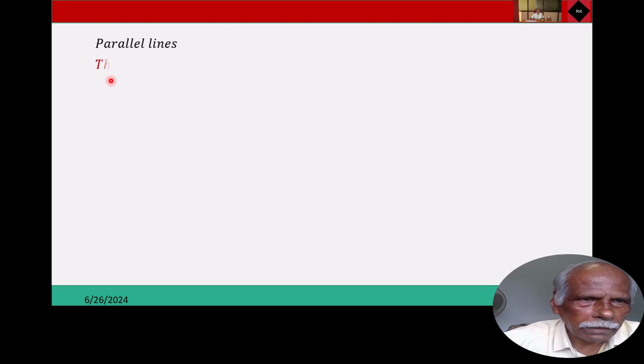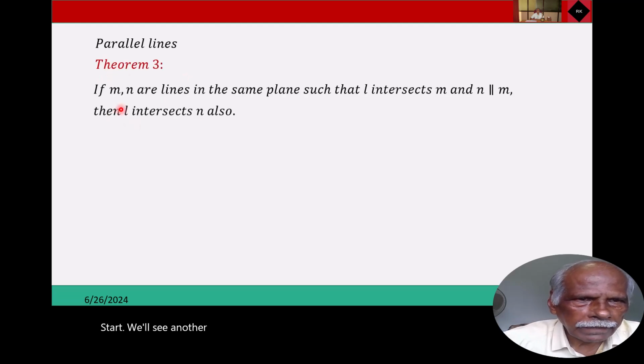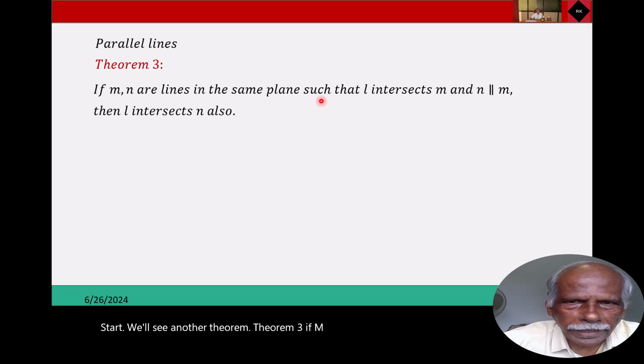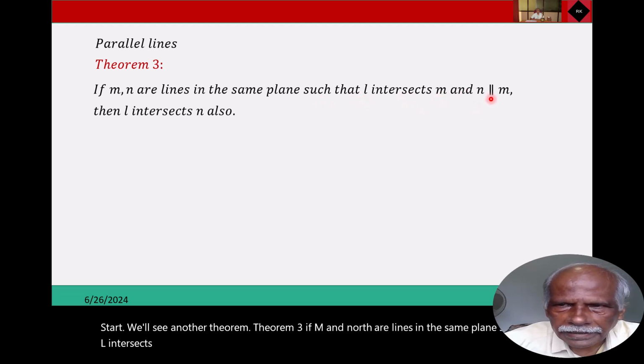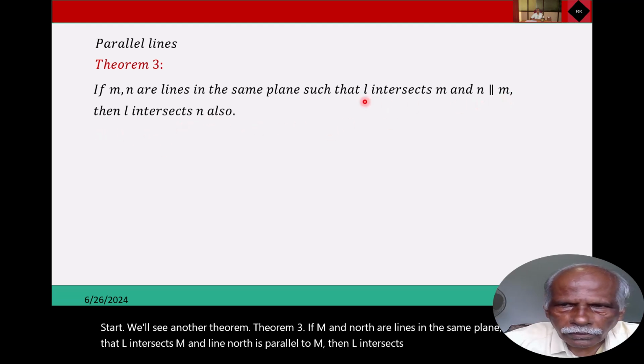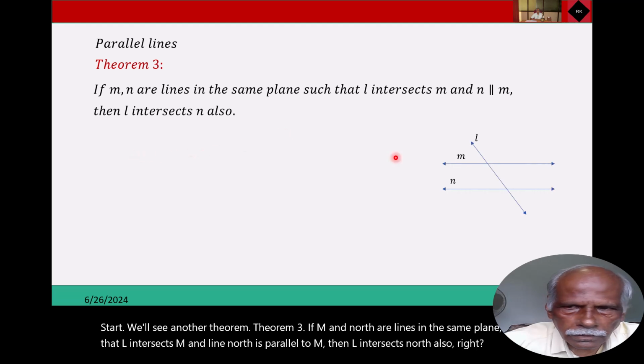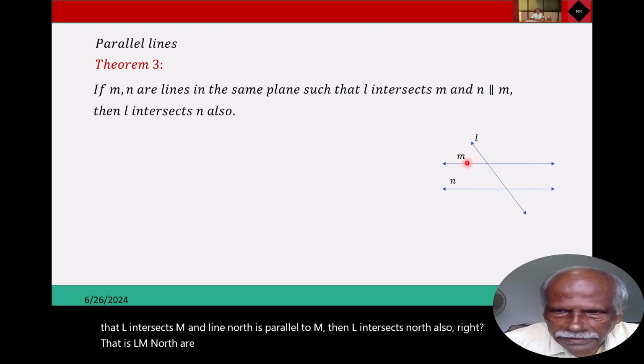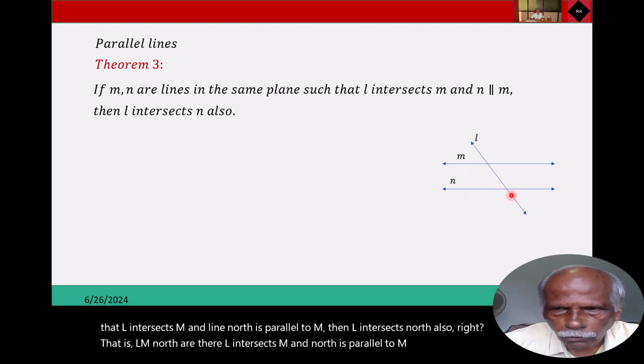We will see another theorem. Theorem 3. If M and N are lines in the same plane such that L intersects M and line N is parallel to M, then L intersects N also. That is, L, M, N are there. L intersects M and N is parallel to M. Therefore, L should intersect N also.